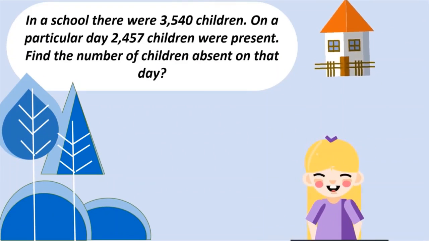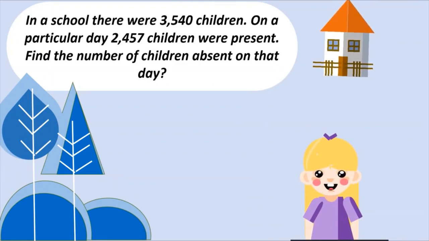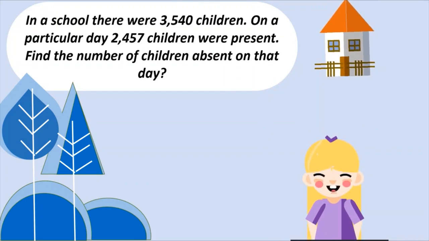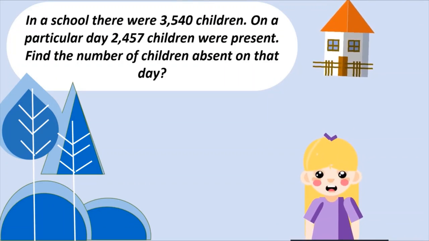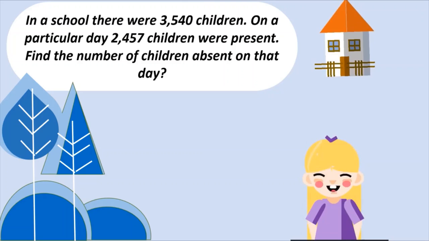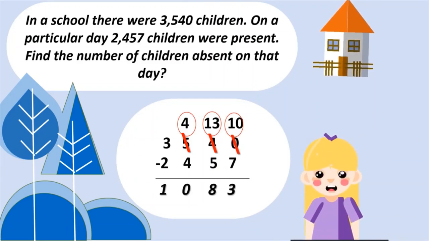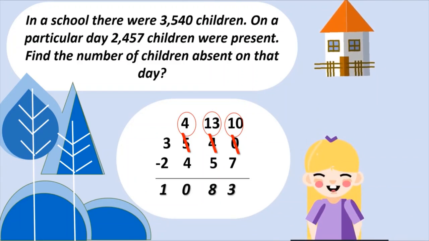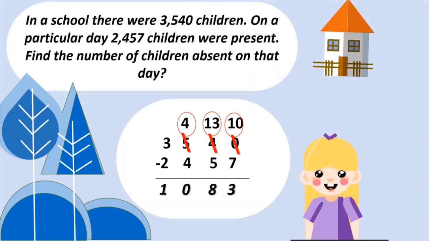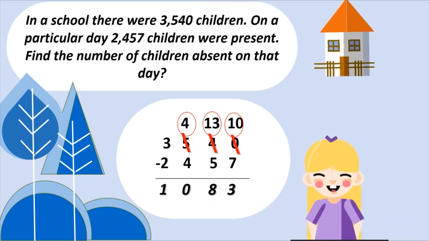In a school, there were 3,540 children. So, the total number of children were 3,540. On a particular day, 2,457 children were present. So, number of children present is given and we have to find the number of children absent. For that, you subtract 2,457 from the total number of children, that is 3,540. So, we get 1,083 as the number of children absent. Let's go to the next problem.